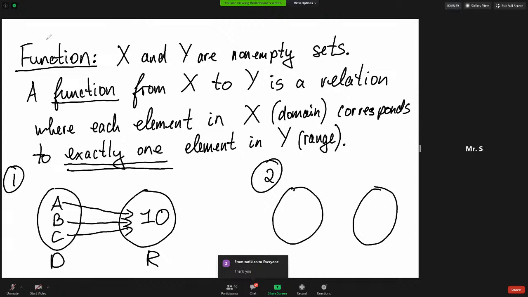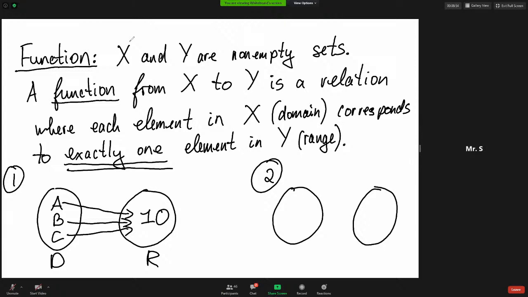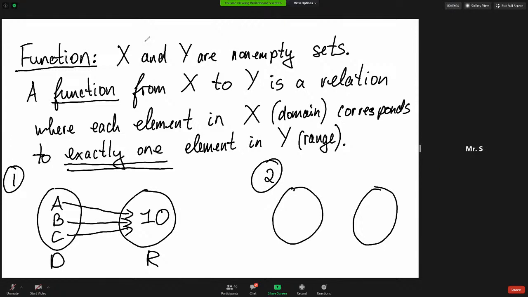So for number 1, the question for both of these is, are these relations representing functions? So is number 1 a function? Let's think about that. Look back at the definition. Each element in X, or each element in a domain, let's call it the domain at this point, corresponds to exactly 1 element in Y. The answer would be yes.